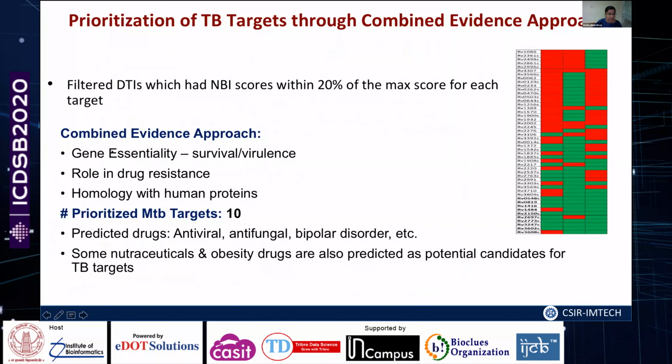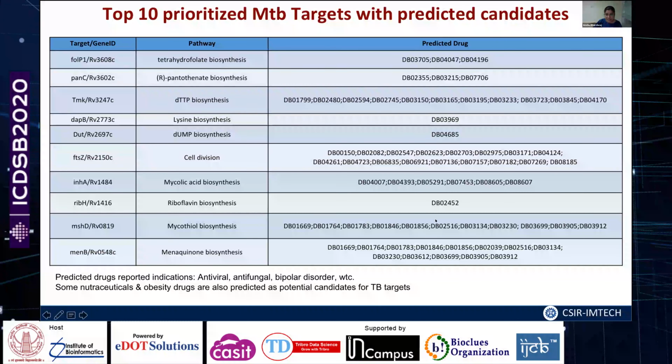As I told you, we applied a combined evidence approach: essentiality, role in drug resistance, because you don't want a target that is contributing to the resistance profile of an organism, and homology with human proteins. This led us to 10 targets. If you look at the drugs predicted against these targets, they have reported indications of being antiviral, antifungal, bipolar disorder drugs. Some of them are nutraceuticals or obesity drugs, which practically means we can now repurpose these drugs to be tested against these individual targets for applications in tuberculosis.